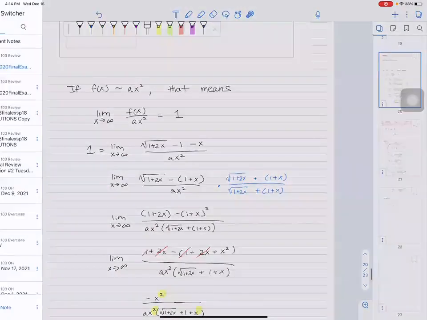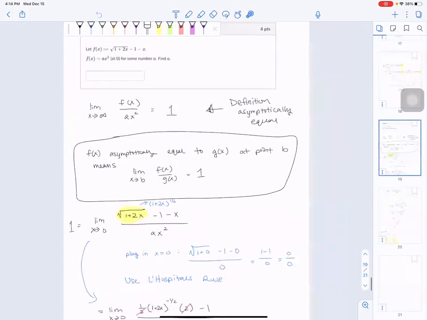So yeah. Any other questions on this problem?